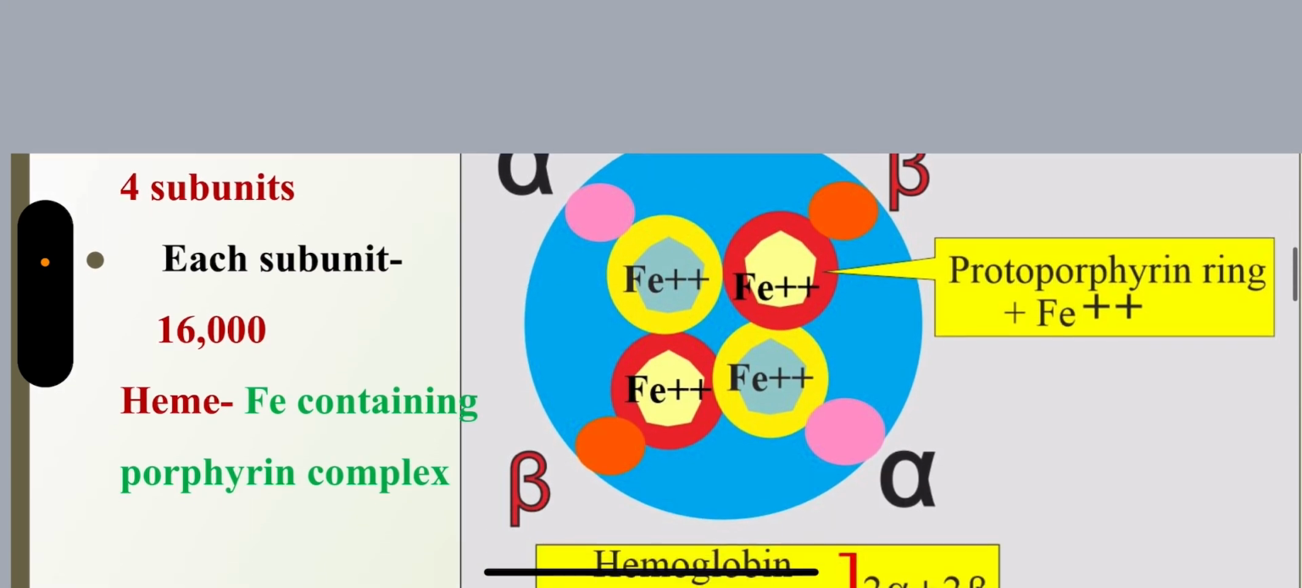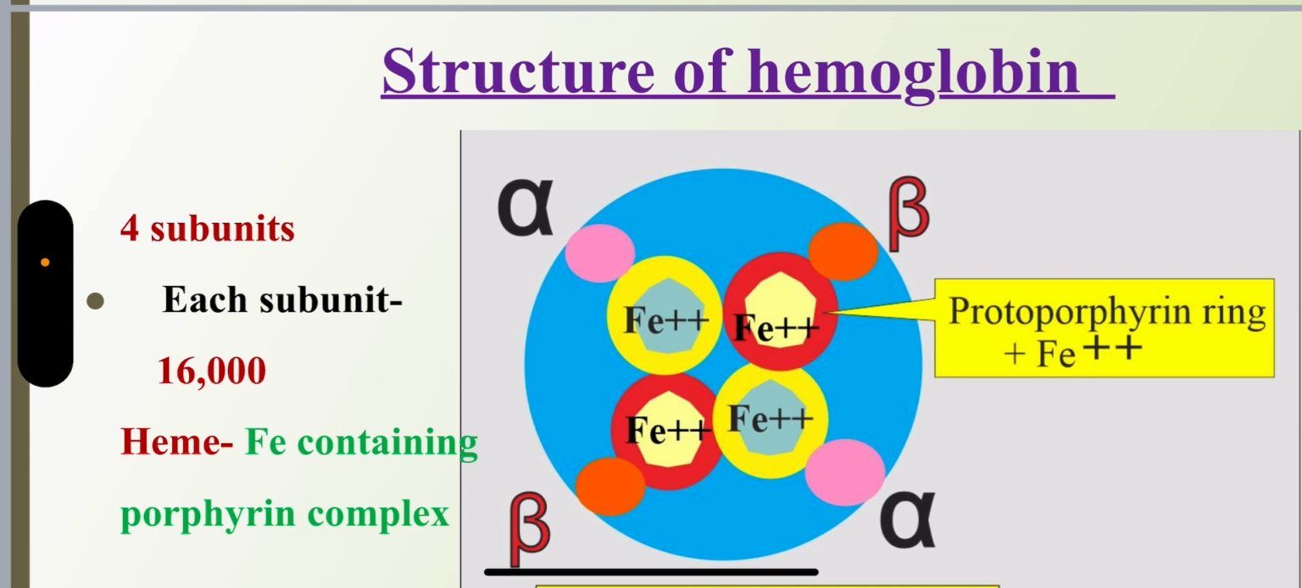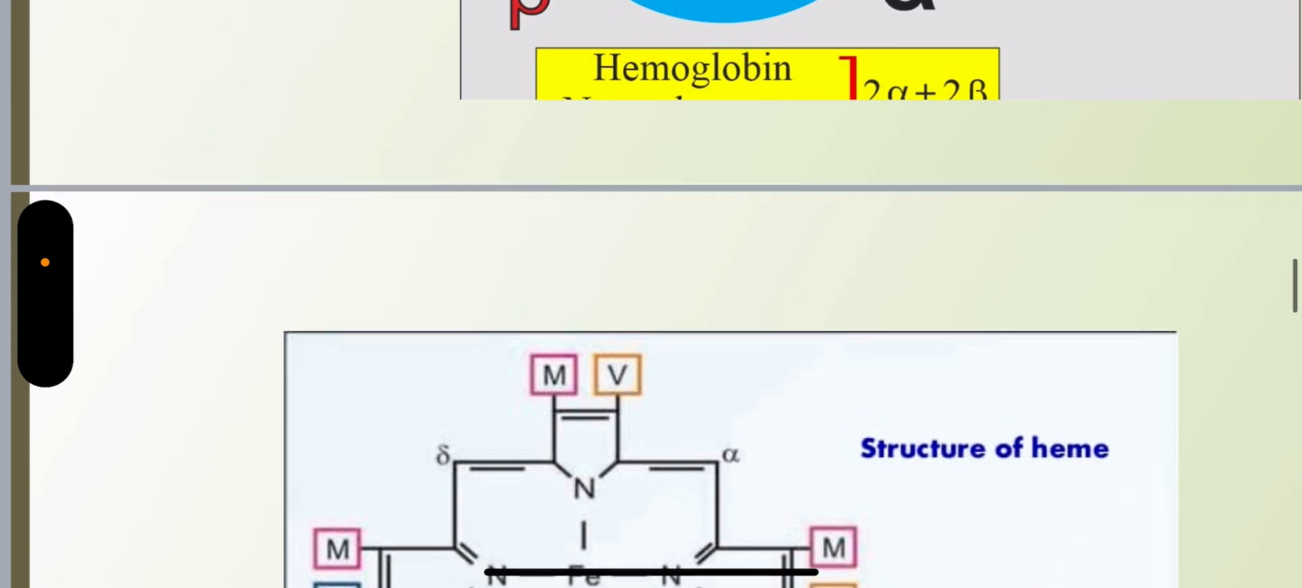About the structure of hemoglobin, as we had already discussed, there are 4 subunits. Each hemoglobin has 4 subunits, and heme is an iron containing porphyrin complex called iron protoporphyrin 9. As you can see in this diagram, iron is present in the center in ferrous form, protoporphyrin ring plus iron as ferrous.